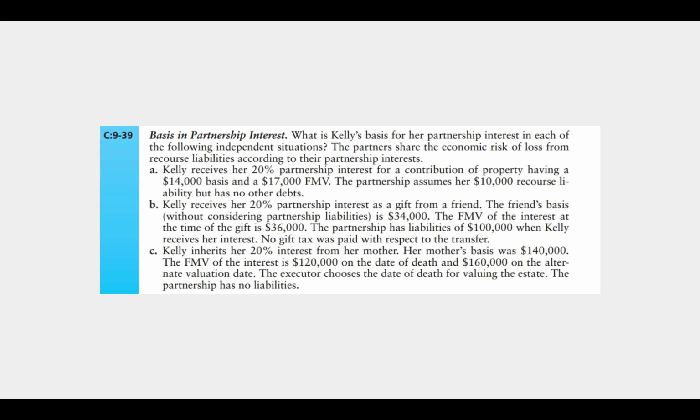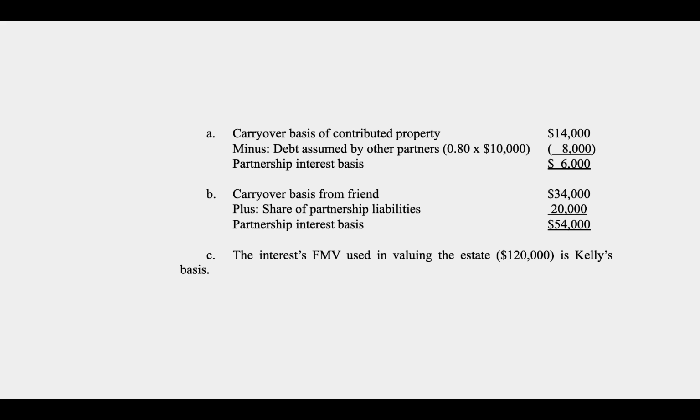Again, we're going to treat property inherited just like we did for individual income taxes. So the property she inherits is a partnership interest. And when we inherit things, we take a fair market value basis on the date of death or on the alternative valuation date, whichever the executor chooses. So here the executor chooses the date of death. So Kelly is going to take a fair market value basis in the estate. Her basis in that partnership is $120,000.